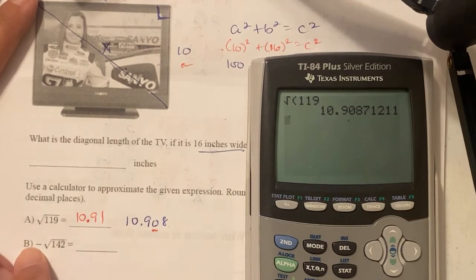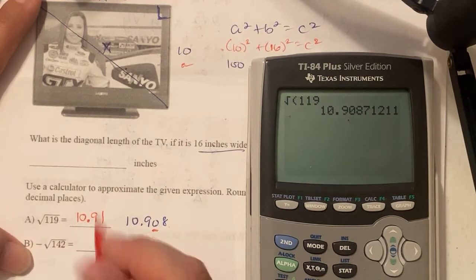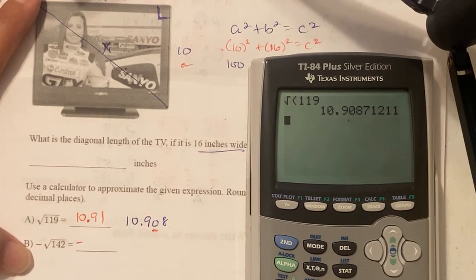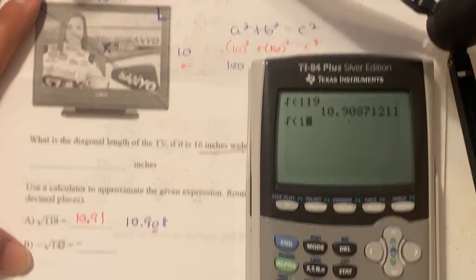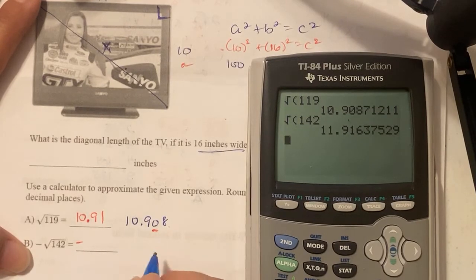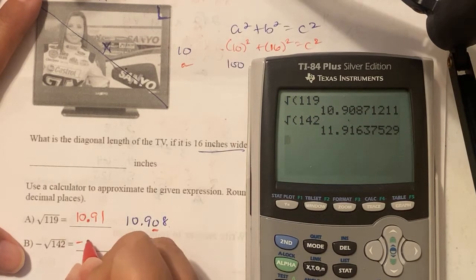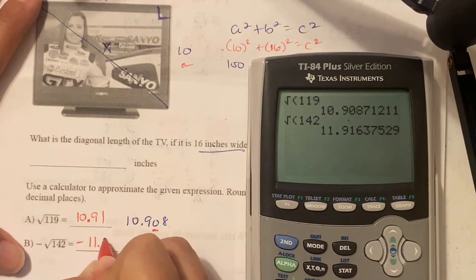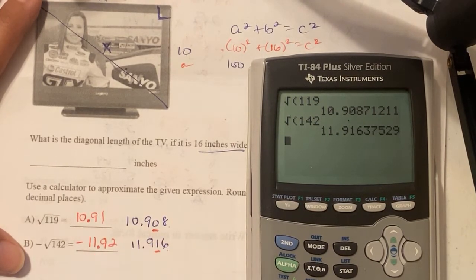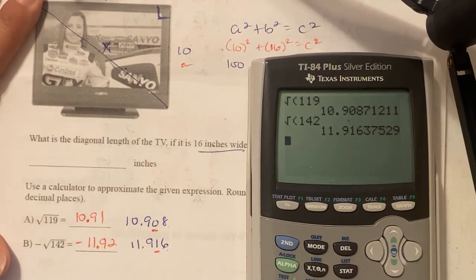On this one, the negative is on the outside, so we're okay. So we know our answer is going to be negative. Square root of 142, again, second, the x squared key, 142, hit enter. Again, I'm writing 11.1916. So I can go to the hundredths place. That 6 is greater than 5, so I become negative 11.92. Next example.